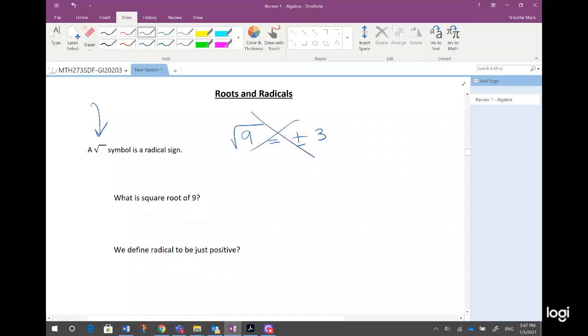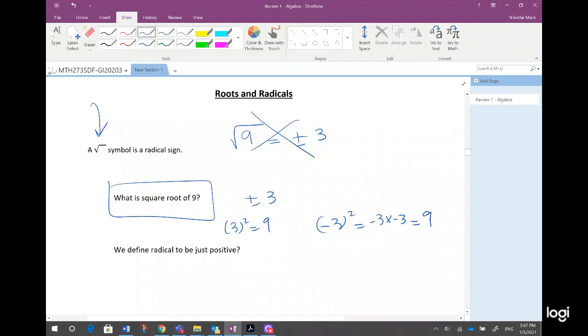If, as a sentence, I ask you what is the square root of 9, if I just write this question, you can say plus minus 3, because 3 squared is 9, and minus 3 squared, which is minus 3 times minus 3, is also 9.